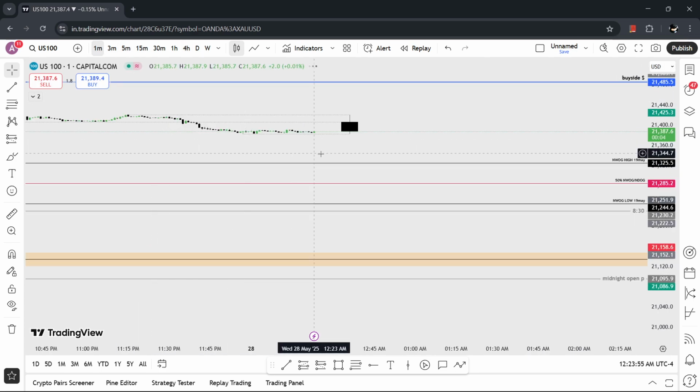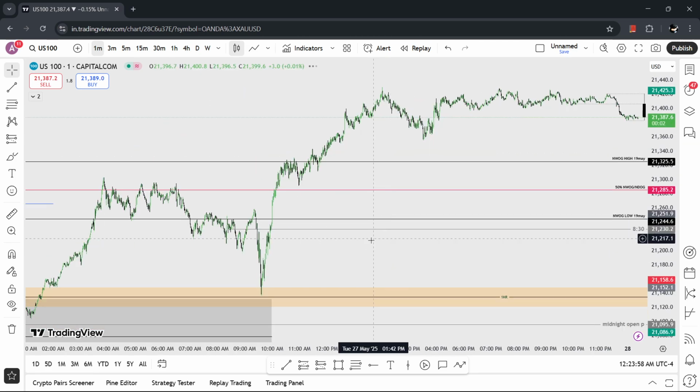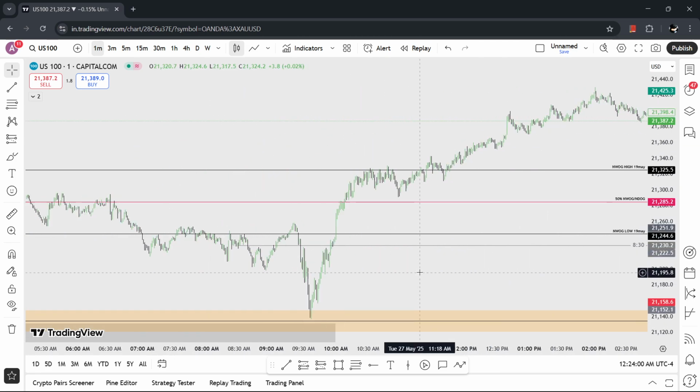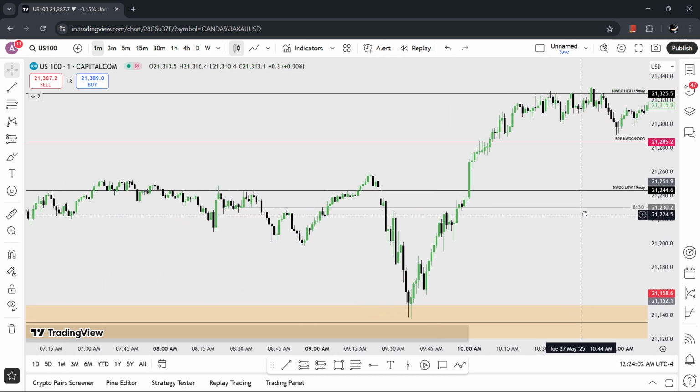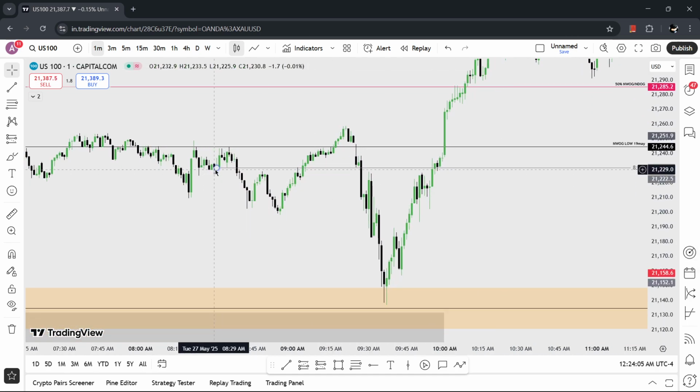Going to 1 minute. There is your 830 right there. Buy below 830 and sell above 830. That's the rule. Okay. So here what I'm looking at is 930 opening bell on US market. So here is your 930. Just find the first presented fair value gap. Okay. So this is the first presented fair value gap.